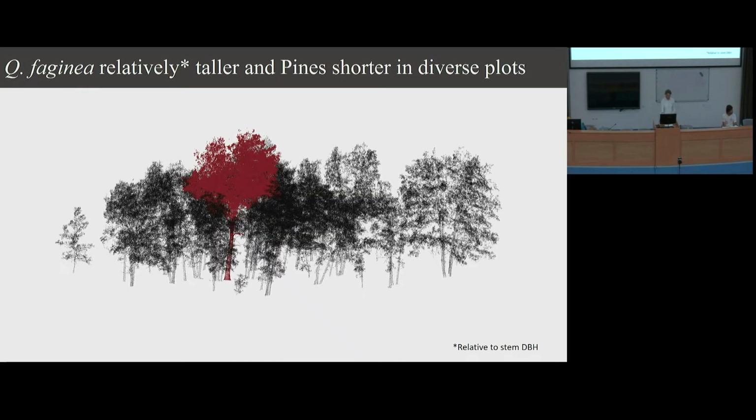What's interesting is, we have this relationship with height and complexity with some species, but when you look at the relative heights of trees, so a height for a given diameter at breast height, pines are actually shorter for a given DBH in diverse plots, and Quercus faginea, the deciduous species, is actually taller. So complexity might not be varying between these diverse plots, but height is affecting complexity, and height is varying according to diversity.